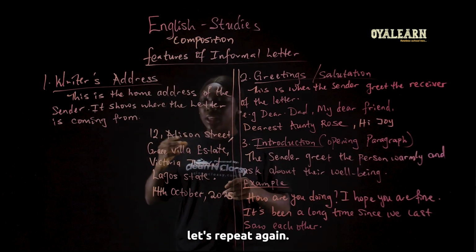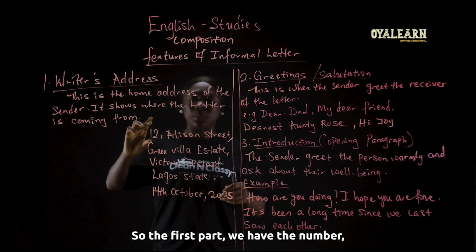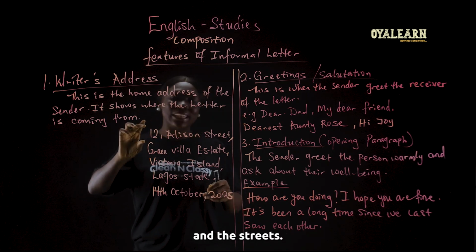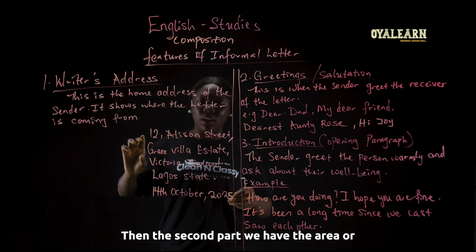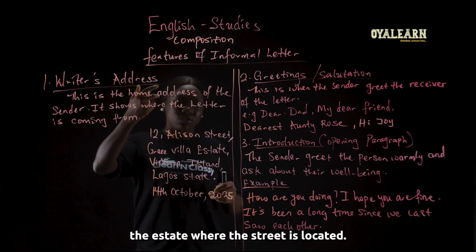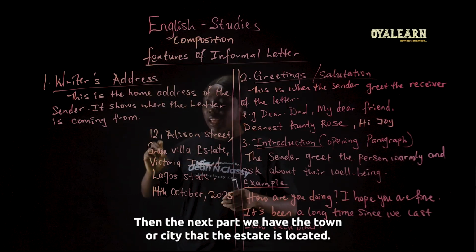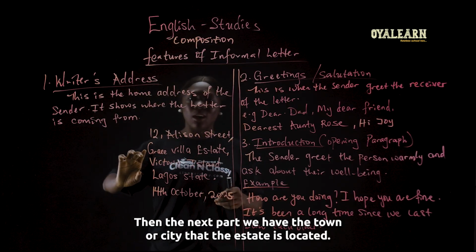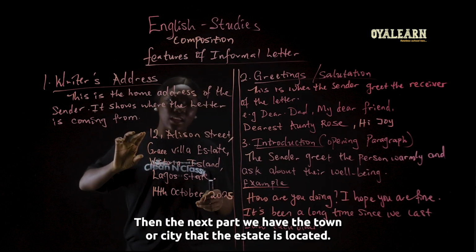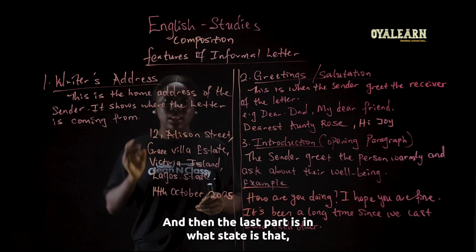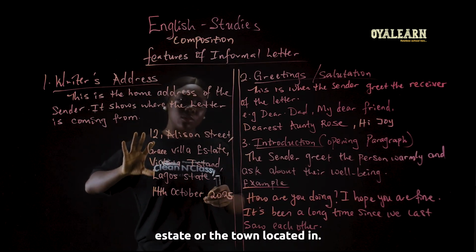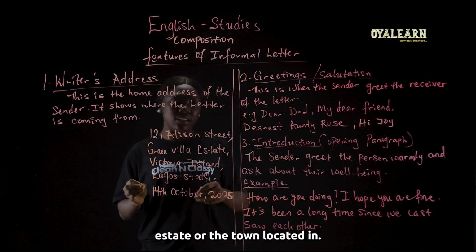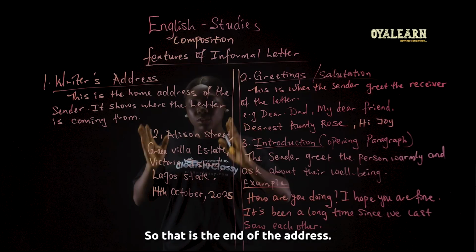Now let's repeat again. So the first part, we have the number and the street. Then the second part, we have the area or the estate where the street is located. Then the next part, we have the town or city that the estate is located. And then the last part is in what state is that estate or the town located. So that is the end of the address.